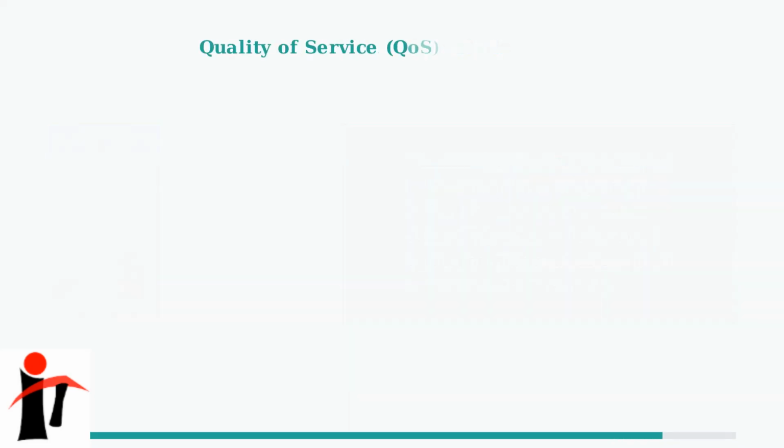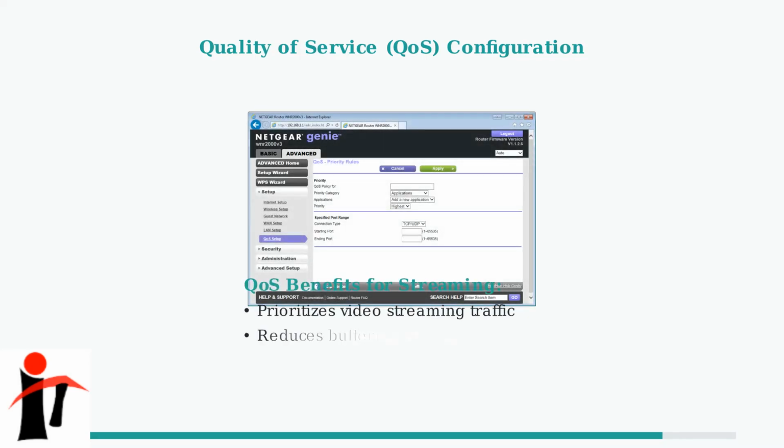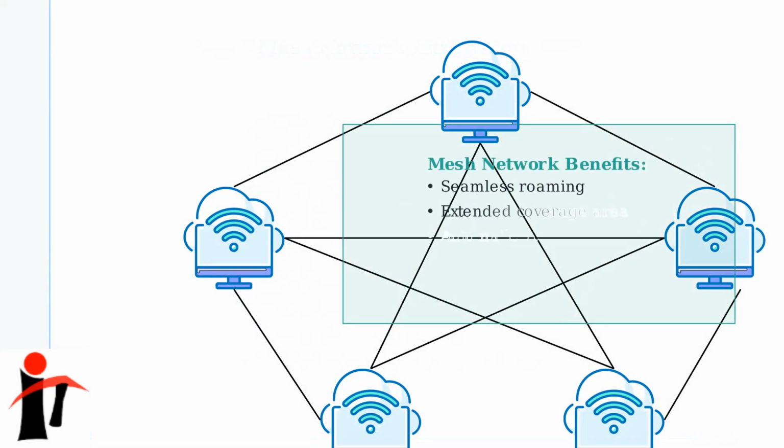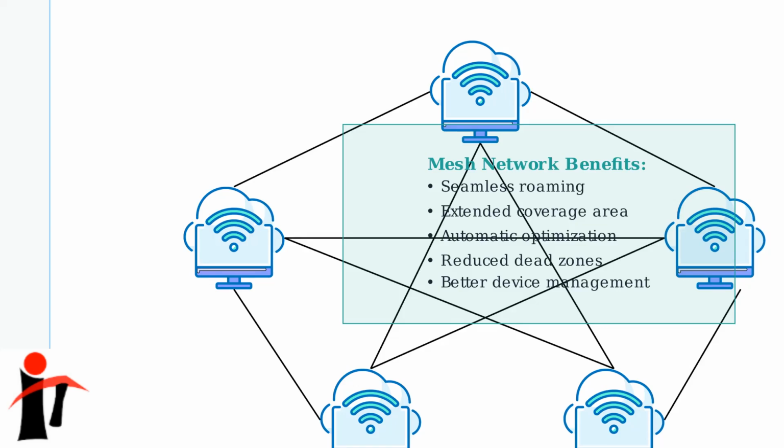Configure quality of service settings on your router to prioritize streaming traffic. This ensures your EE Box Pro gets the bandwidth it needs for smooth 4K streaming, even when other devices are using the network. For homes with mesh networks, ensure seamless integration with your EE Box Pro. Modern mesh systems provide excellent coverage and can significantly improve streaming performance throughout your home.